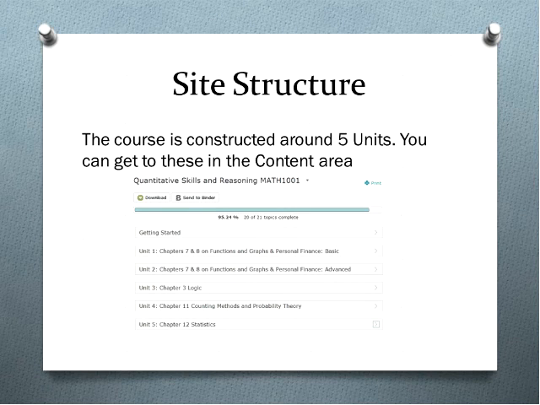Okay, with regard to the class structure in V2L, the course is constructed around 5 units, and you can get to these in the content area. As you can see on the screen, it looks like almost 6 units, but I consider the Getting Started module kind of the prerequisite to everything. There are graded things in Getting Started, but the heavy graded stuff is in units 1 through 5. Okay, so we have 5 units here. I mentioned the types of things that are in those units in the video presentation part 1.